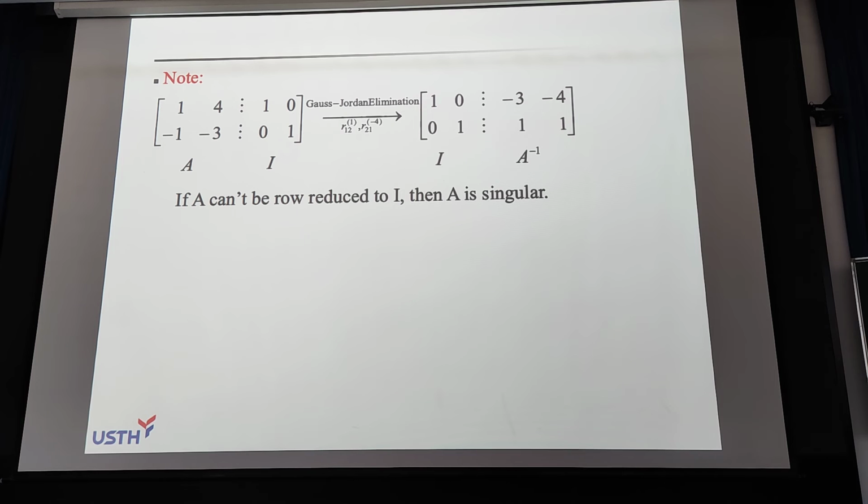In case the matrix A cannot be row reduced to the identity matrix, then the matrix A must be singular, or non-invertible.